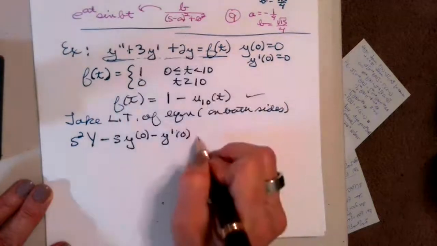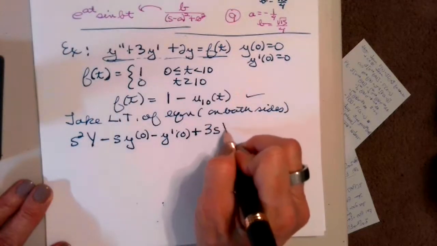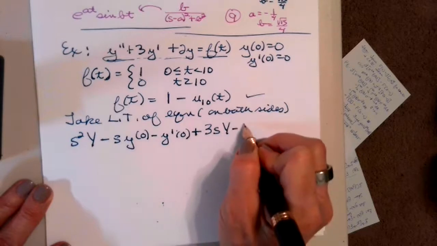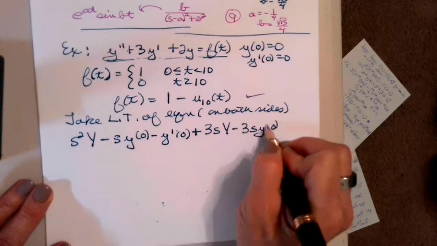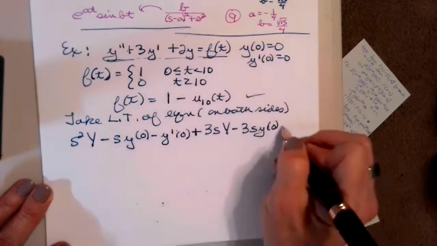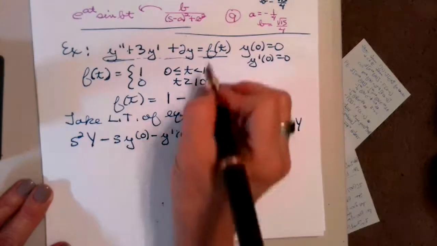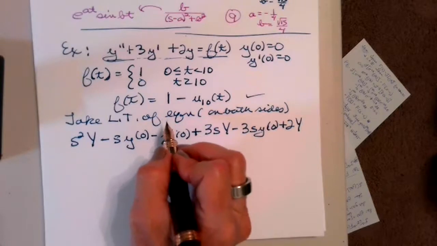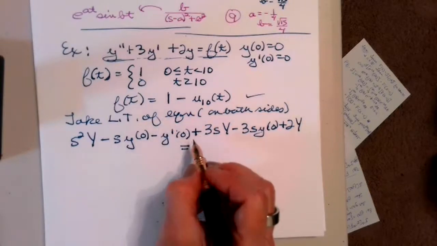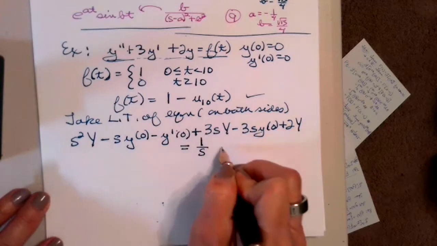Then we have 3 times the Laplace transform of y prime. So that's going to be 3sY minus 3y of 0. And then I get 2 times the Laplace transform of y. And that's got to be equal to the Laplace transform of f. The Laplace transform of f: you take the Laplace transform of 1, so that'll be 1 over s.